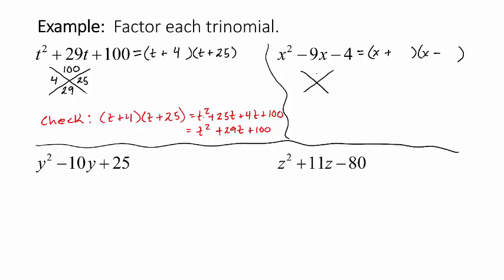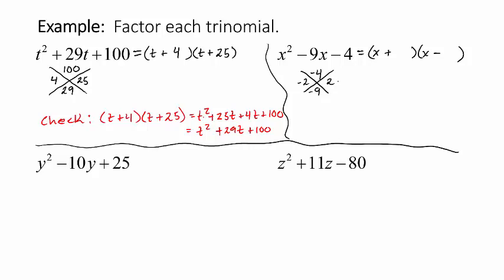Okay, we'll do our little treasure map here. So we want them to multiply to give negative 4 and add to give negative 9. So we could have 1 and negative 4. That would give us negative 3. We could have negative 1 and positive 4. That would give us positive 3. We could have negative 2 and positive 2. That would give us 0.